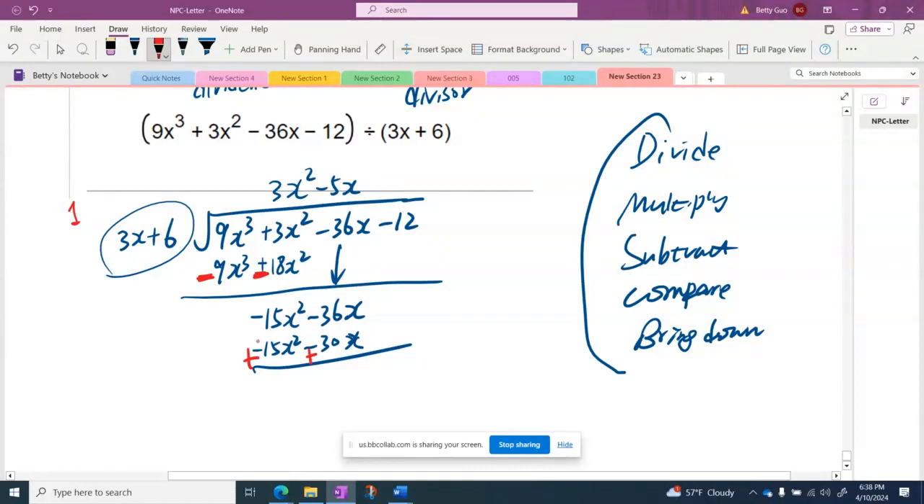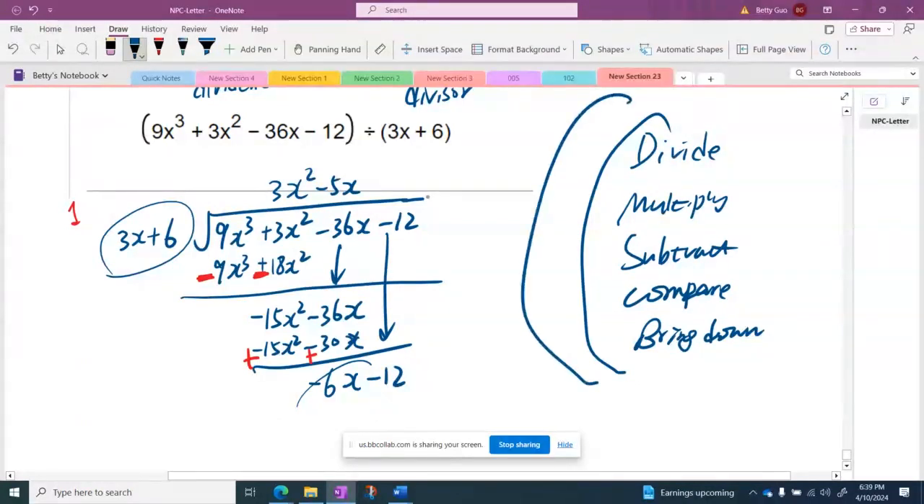Both of them are negative. I change them to positive. Negative 15x squared, positive 15x squared cancel each other. Negative 36x, positive 30x, we have negative 6x. Compare. This remainder has degree 1, which is not strictly less than the degree of the divisor, so we have to continue. Bring down the last term, negative 12. And then we start the third round.